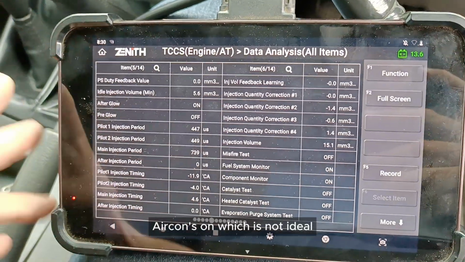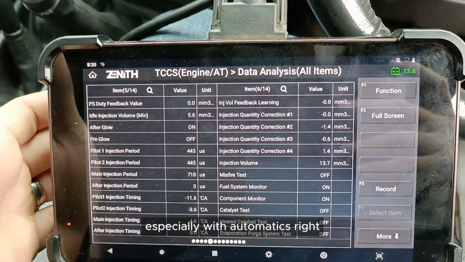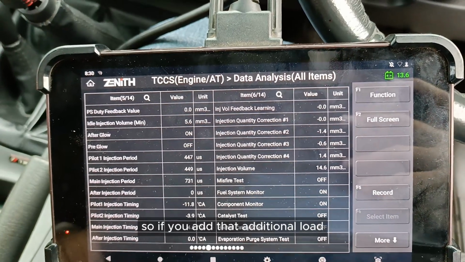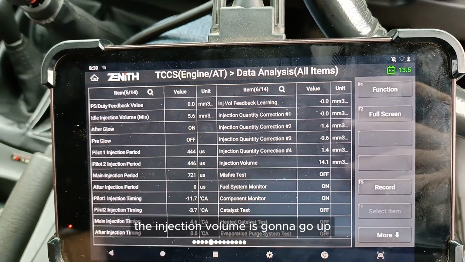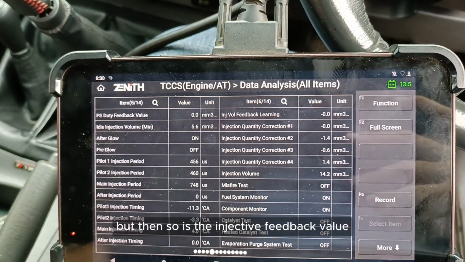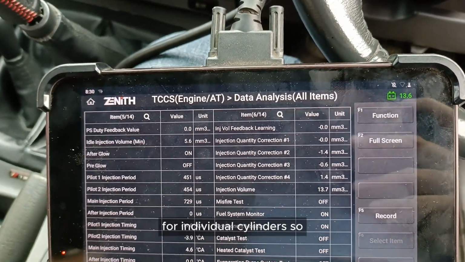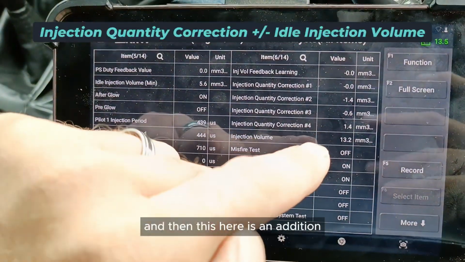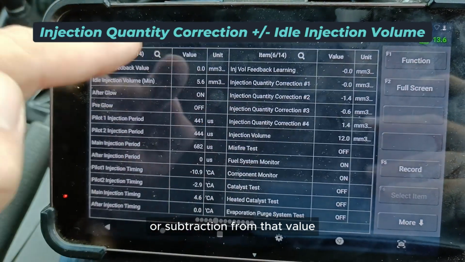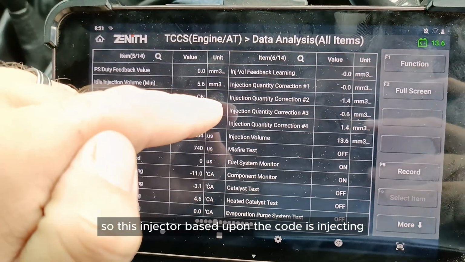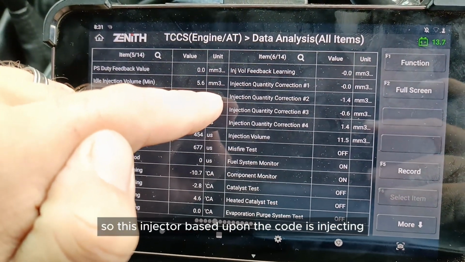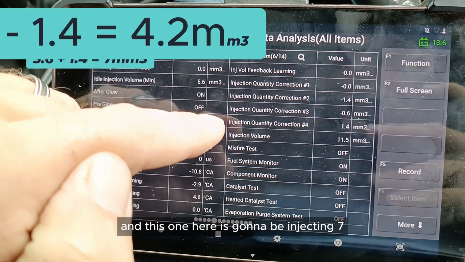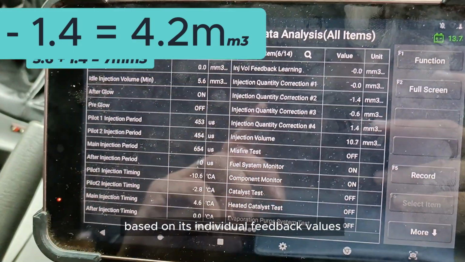Basically what ends up happening, especially with automatics, and same with the aircon, is you don't want to add any artificial load. If you add that additional load, the injection volume is going to go up, but then so is the injector feedback value for individual cylinders. The way this effectively works is that we have our midpoint over here, and then this is an addition or subtraction from that value. So this injector, based upon the code, is injecting 4.2, and this one here is injecting 7 cubic millimeters based on its individual feedback values.